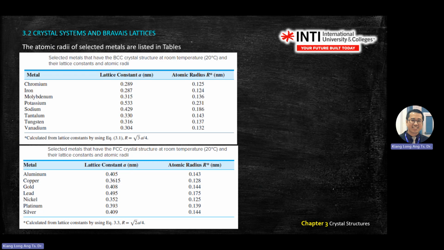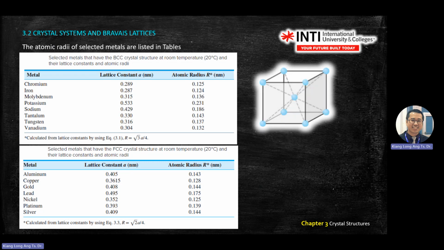Of course, here you cannot see. Through analysis later, you will see whether chromium is BCC, FCC, or HCP, these three types. This is the object that you're going to fit inside the corners, and we assume the element is in sphere form. Of course, in the real case it's not a sphere, we just assume it's a sphere. So this is for the BCC crystal structure.